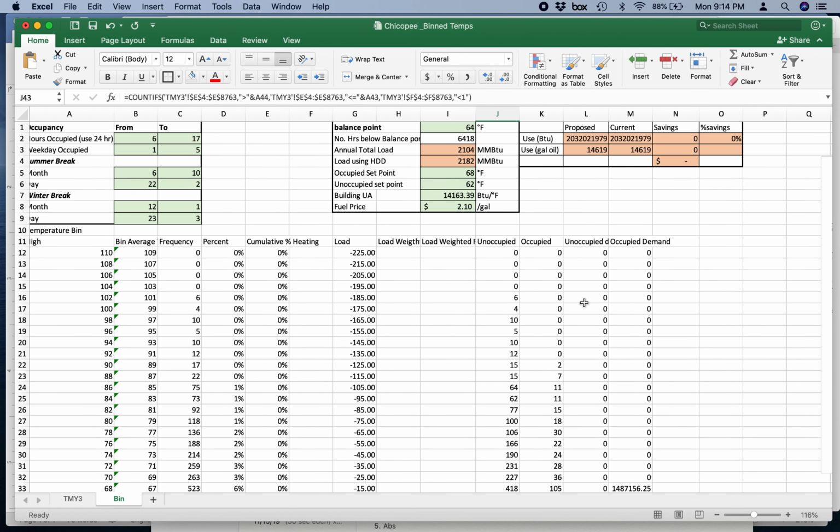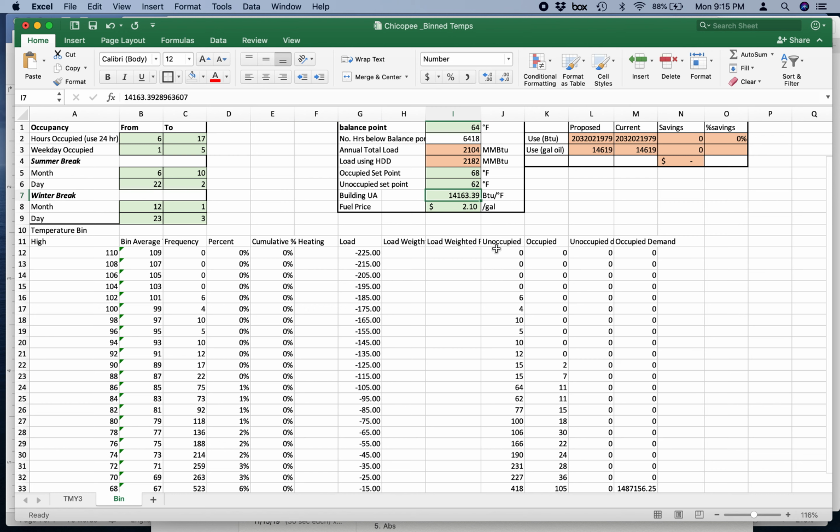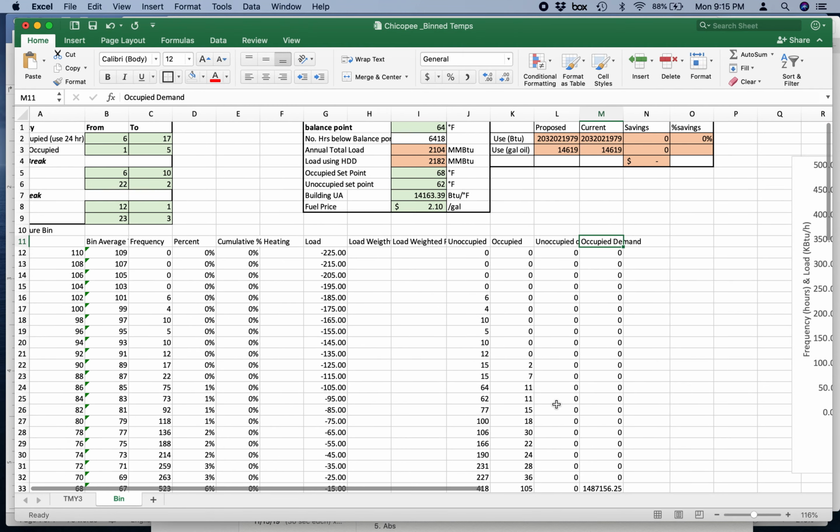And then we can say, well, this is from somewhere else where we did a regression analysis and we got the building UA. We basically regressed the actual heat use against heating degree days, and we calculated the building UA. We can now put that into the actual demand. So here's the unoccupied demand and the occupied demand, and we can separate them and then sum them together later.